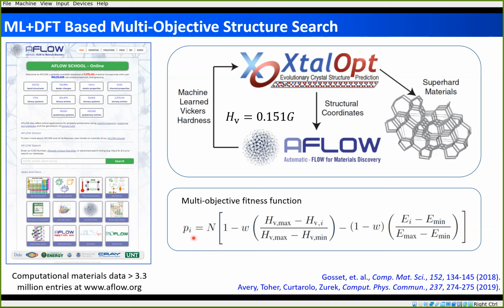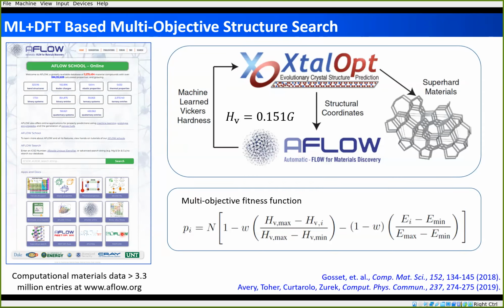So in this case, we would have the probability here given by PI that a particular structure is chosen as a parent for the next generation of structures as being some sort of a weighted sum of two objectives. We've implemented this previously for the objectives being Vickers hardness, and here either energy or enthalpy, with this W being a weighting function that tells you how much to favor a particular objective.